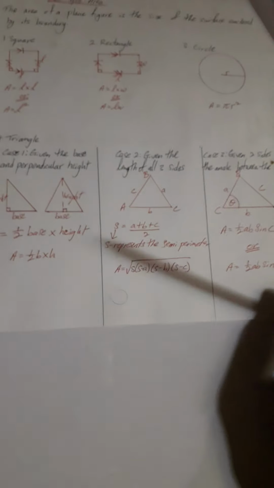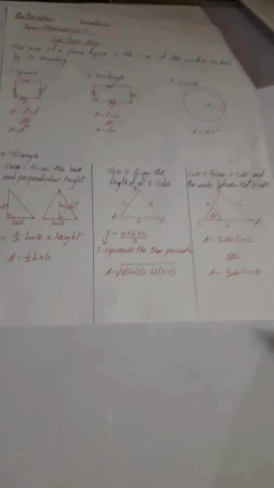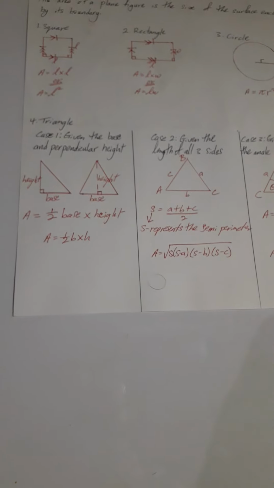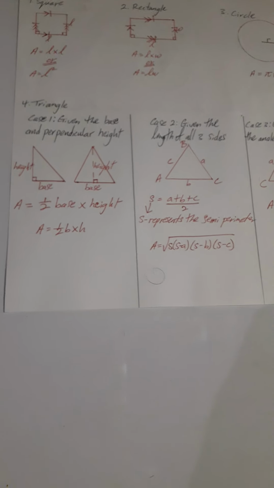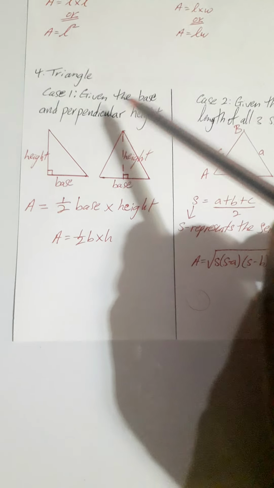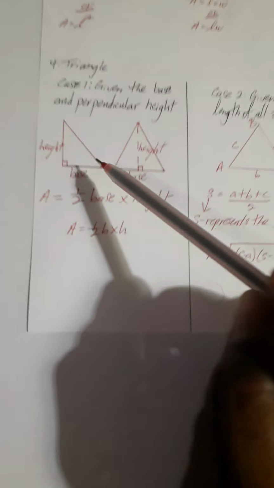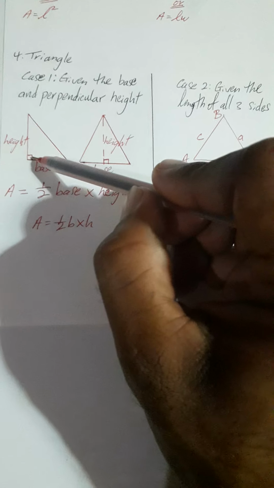Alright, with triangle, we have three different formulas that we'll use. It all depends on what is given in the question. So let's say, I write it as case 1, case 2, case 3. Let's say case 1, given the base and the perpendicular height. The base is the one at the bottom, and the perpendicular height means the 90 degrees height.